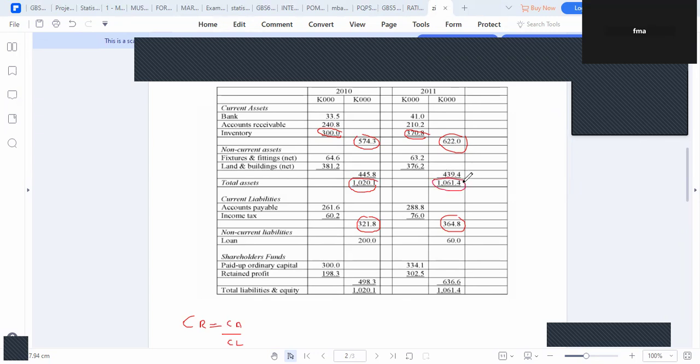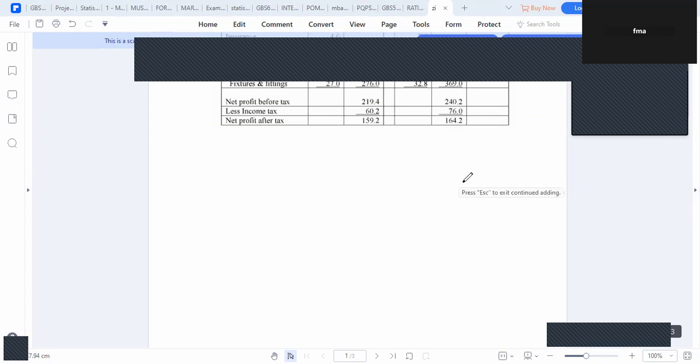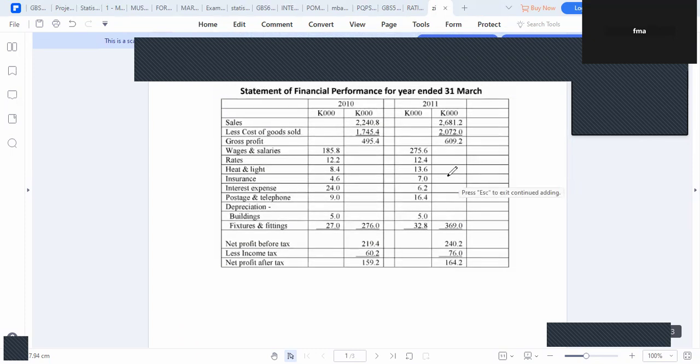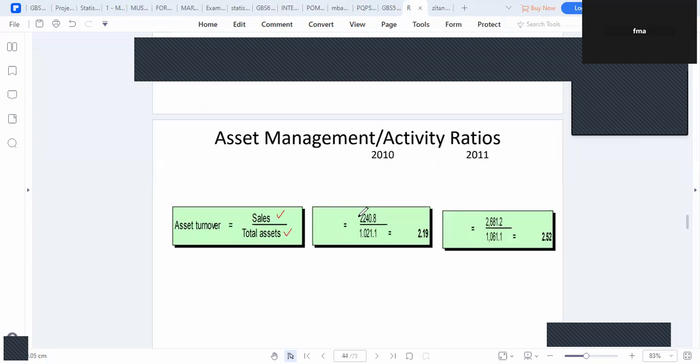All right. Then what are the sales for the first year? The sales here are 2,200. And here the sales are 2,600. So we divide this by the total assets. So this is where we're getting it. Okay, 2,240 and 2,600 over the total assets. Are we together? Yes.